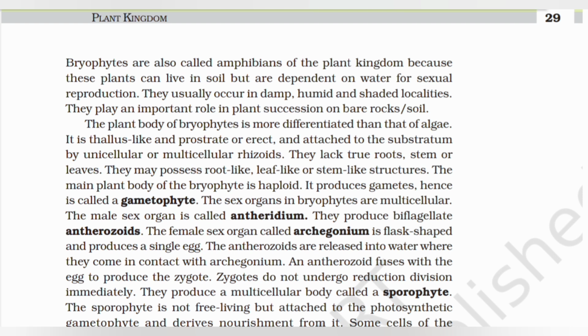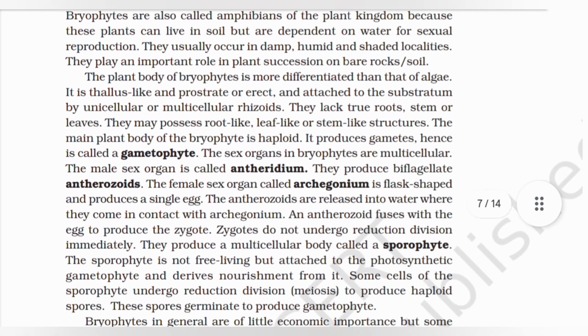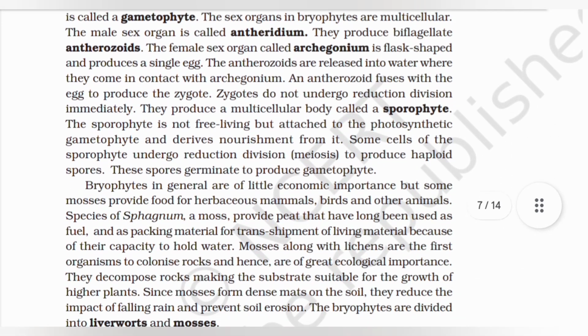The antherozoids are released into water where they come in contact with the archegonium, and an antherozoid fuses with the egg to produce the zygote. The zygote does not undergo reduction division immediately. It produces a multicellular body called sporophyte. The sporophyte is not free living but attached to the photosynthetic gametophyte and derives nourishment from it. Some cells of the sporophyte undergo reduction division to produce haploid spores. These spores germinate to produce gametophytes.